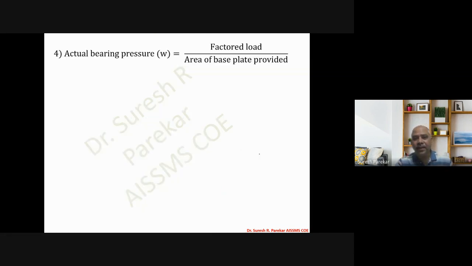Then actual bearing pressure, so factored load upon area of base plate provided, and this value should be less than 0.45 fck because we have allowable bearing pressure as 0.45 fck. Then we have the fifth step, thickness of plate. Now the direct formula is given in the IS code, but we will see how this formula was derived.